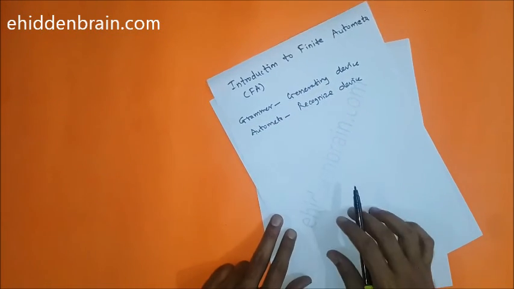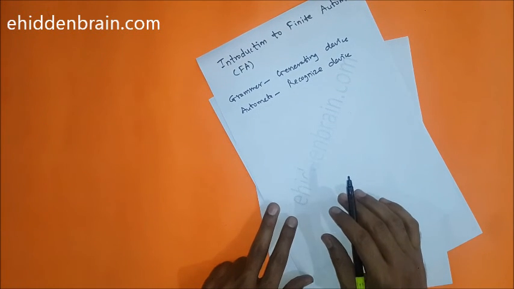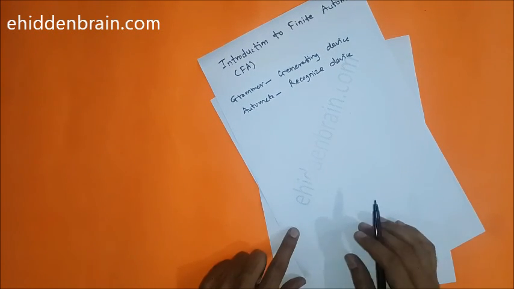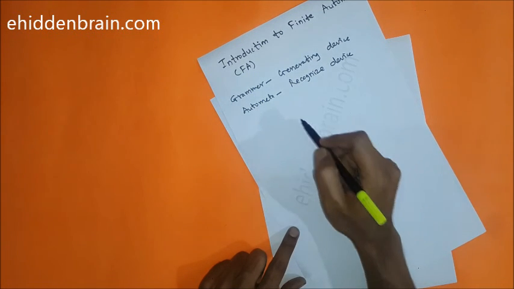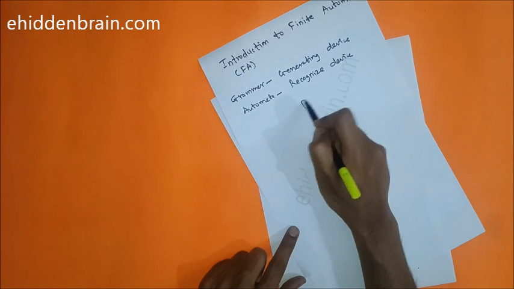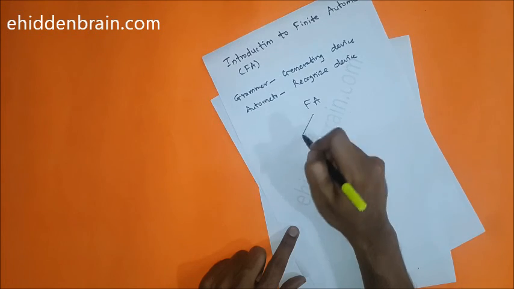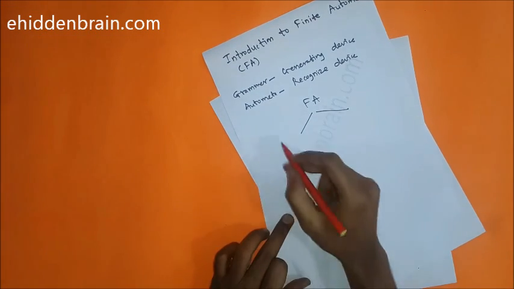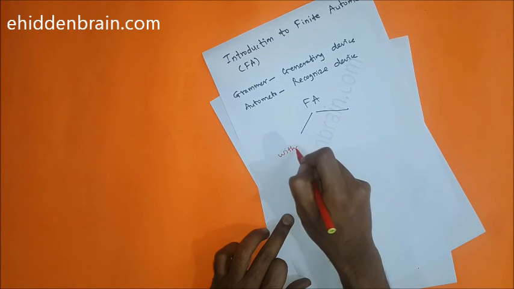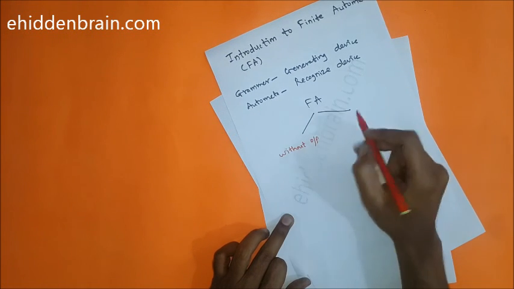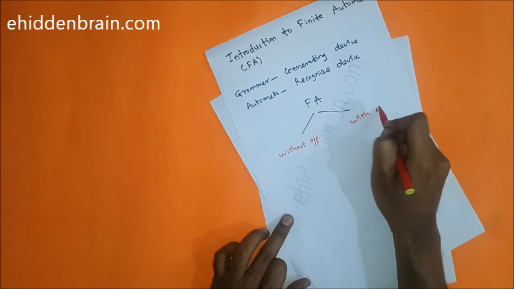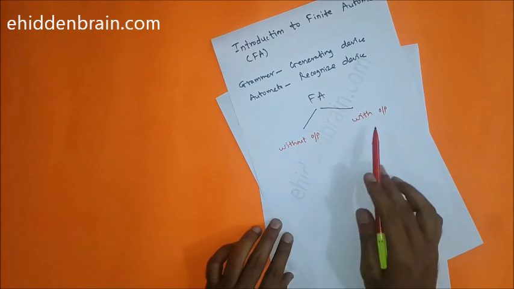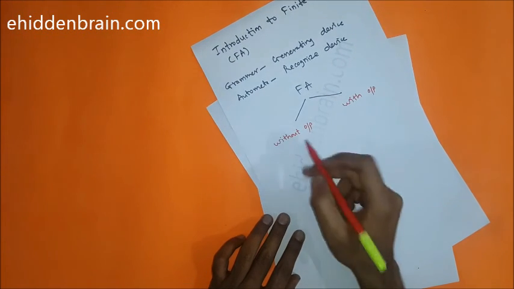Before I start on what the recognizing device and the generating device are, I will let you know about the finite automata's types. Finite automata is actually divided into two types. The first type is without output, and the second type is with output. So there are two types of devices.